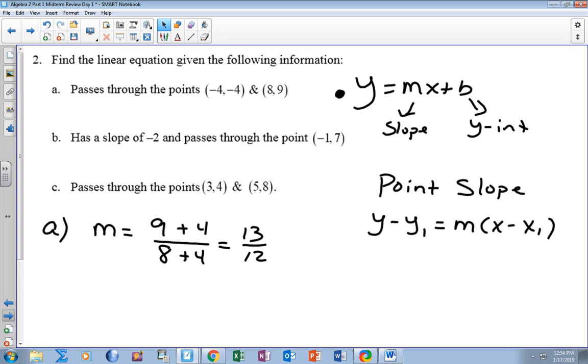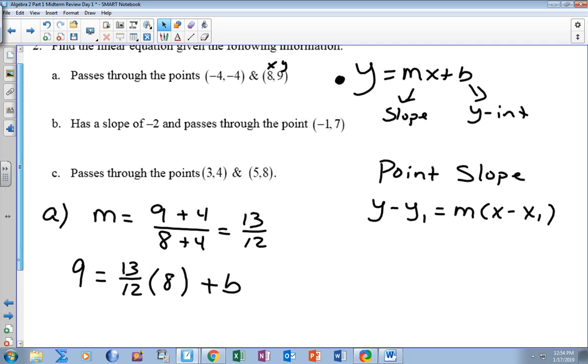8 and 9. Okay, so this is going to be my x, and this is going to be my y. I'm going to plug the x and y into this equation and plug in the m for my slope. So we say 9 equals the slope, which we said was 13 twelfths, times my x, which in this case is 8, and then plus b. Now we just find our b value.